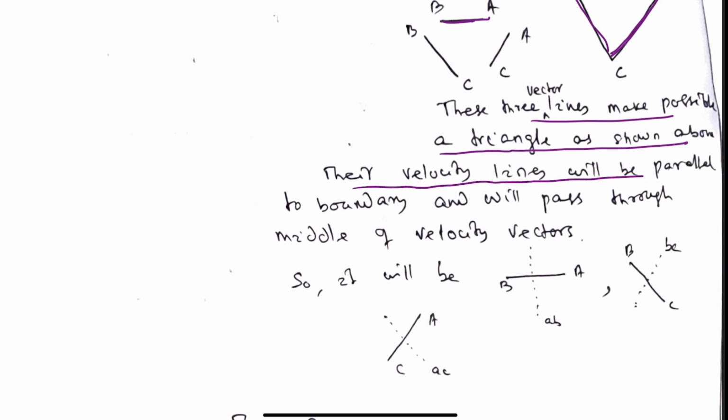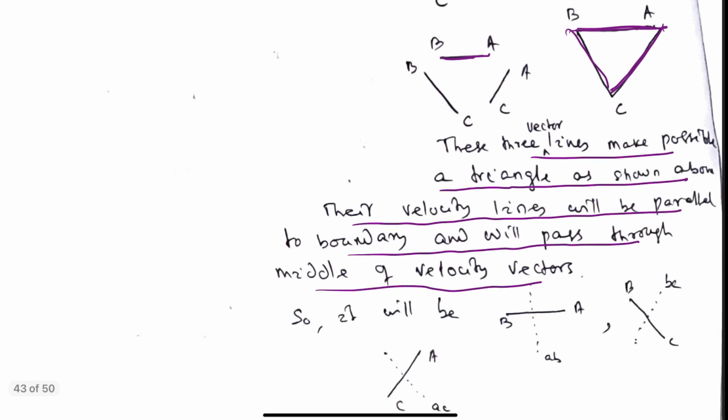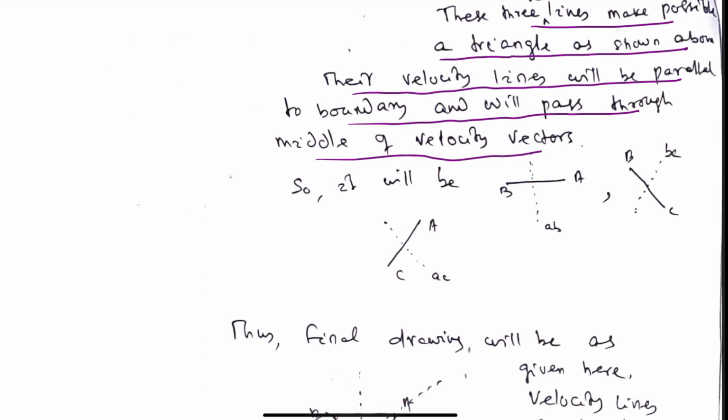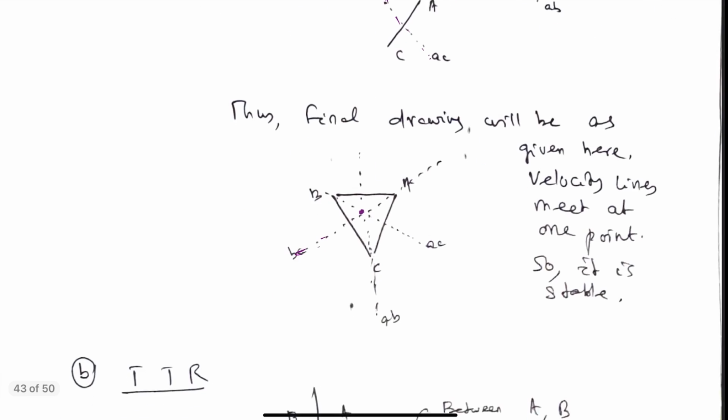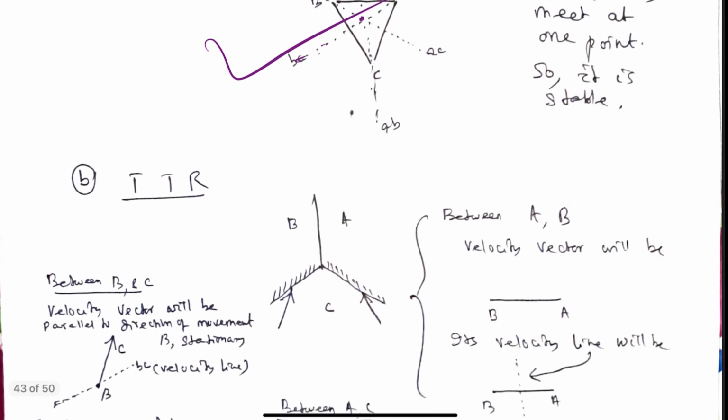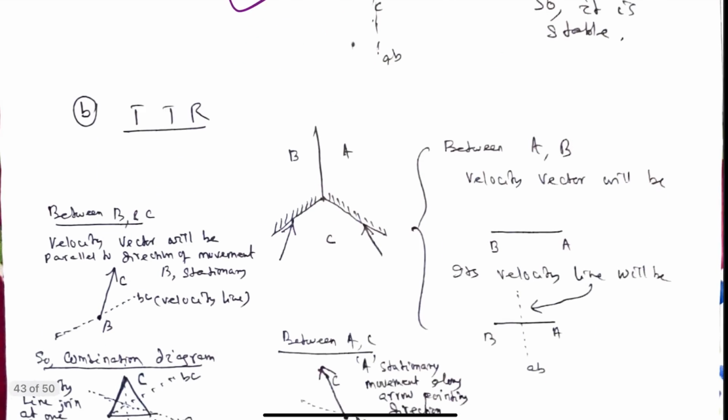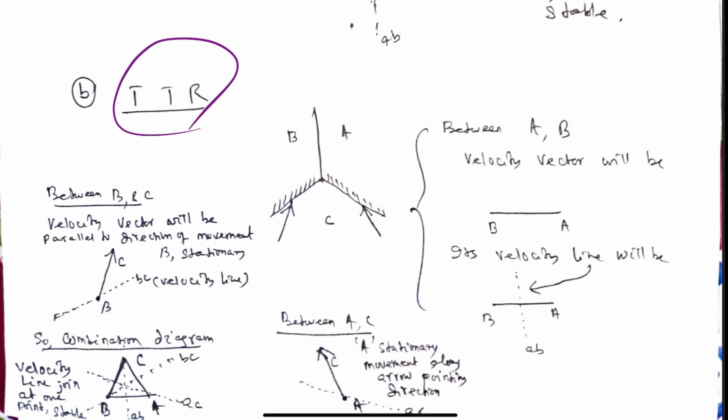So their velocity lines will be parallel to the boundary and will pass through the middle of the velocity vectors. In this manner we draw the velocity lines, and they meet at one point here. So this is a stable junction. Here we have trench, ridge type. Trench and ridge. So for the ridge, the velocity vector will be like this, BA.